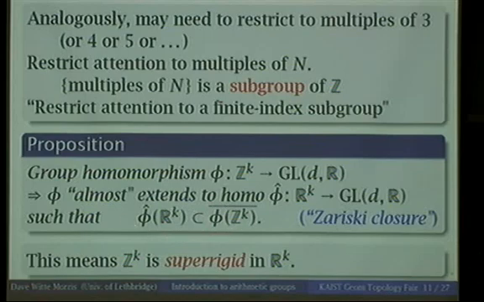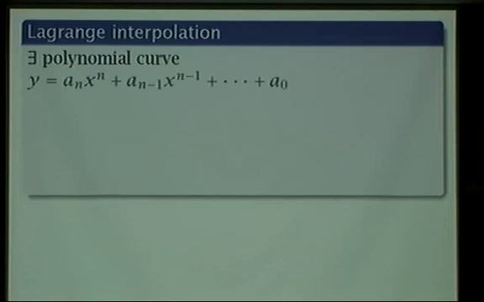To do that, I'll first just give an analogy of something that has nothing to do with what I'm doing here. But the idea of why I need this is the same as the classical theory of Lagrange interpolation. Lagrange interpolation says that if you have any set of n plus 1 points, you can always find a polynomial curve of degree n, so a function y equals a polynomial of degree n, that goes through any n plus 1 points.